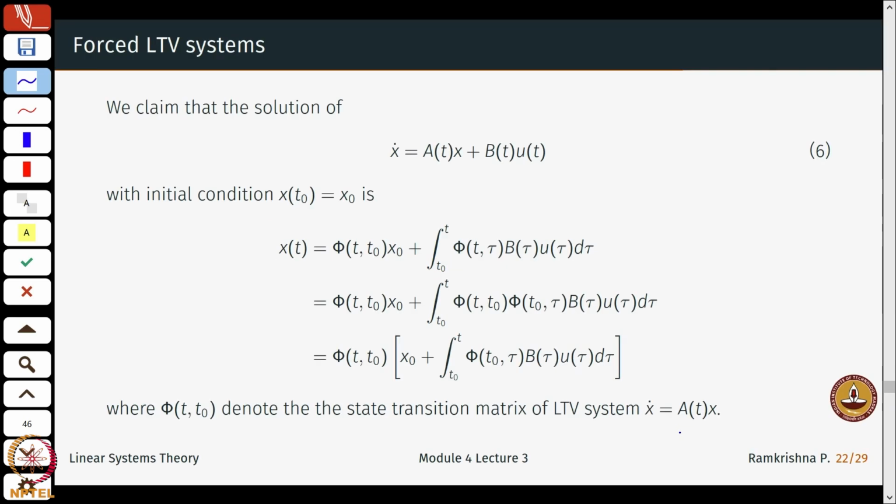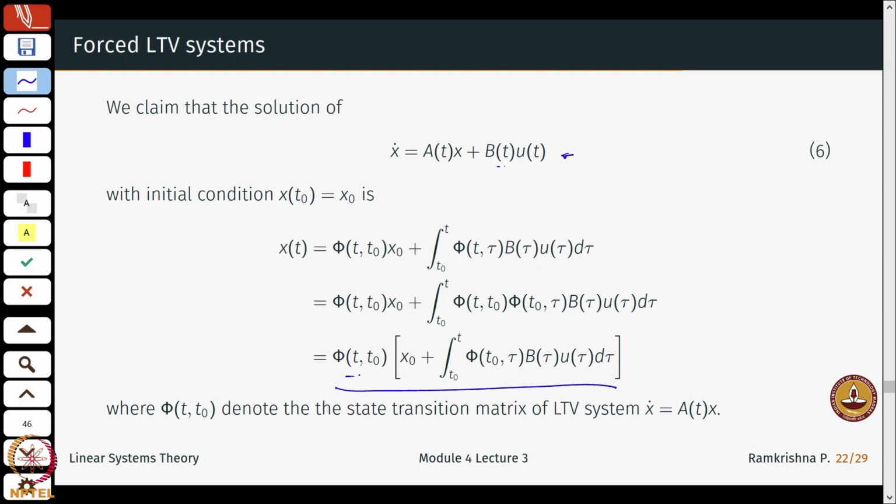The obvious way to look at it is, again, a simple extension, and much of the steps here will be similar to the previous lecture, when we were looking at forced LTI systems. Most of the things remain the same. We claim that the solution to this forced LTV equation, where now B is also varying with time, is just given by this expression. You can do these steps and arrive at this.